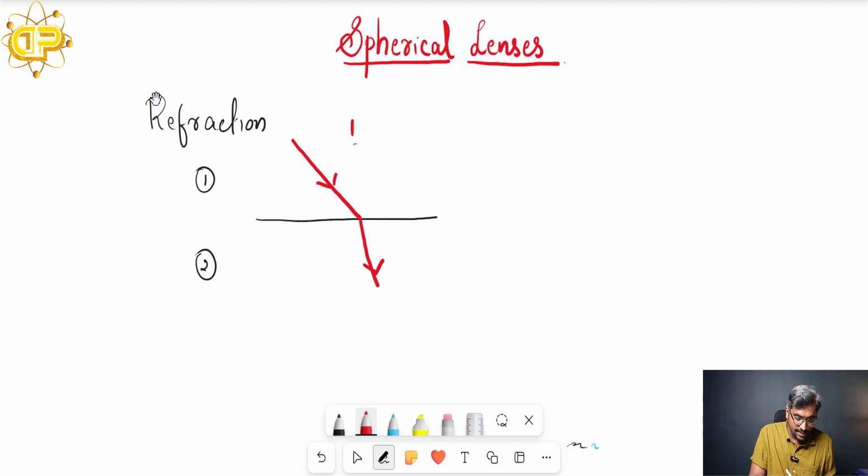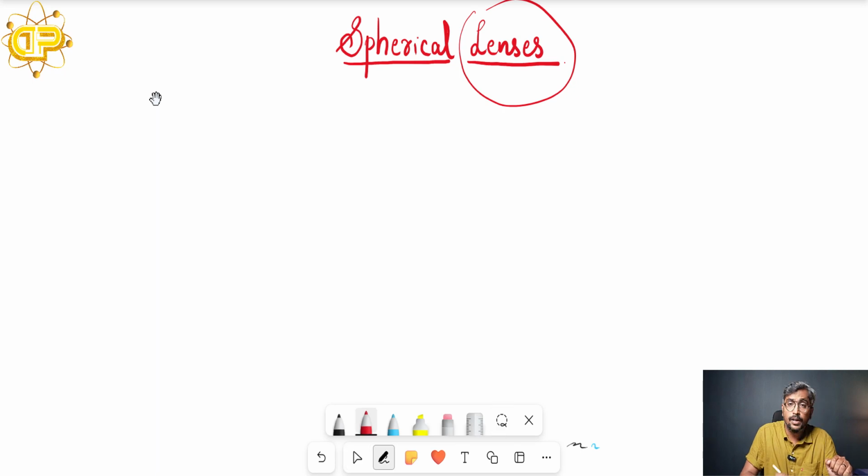You can kindly go through that video and come to this session. Now you can see, if there is a normal here, then the ray will move towards the normal or away from the normal according to the scenario. This is the part of refraction. But in order to study this refraction process in detail, we have to use one particular optical instrument, and that is known as what? Lens. And as we are studying the spherical lens precisely in our class.